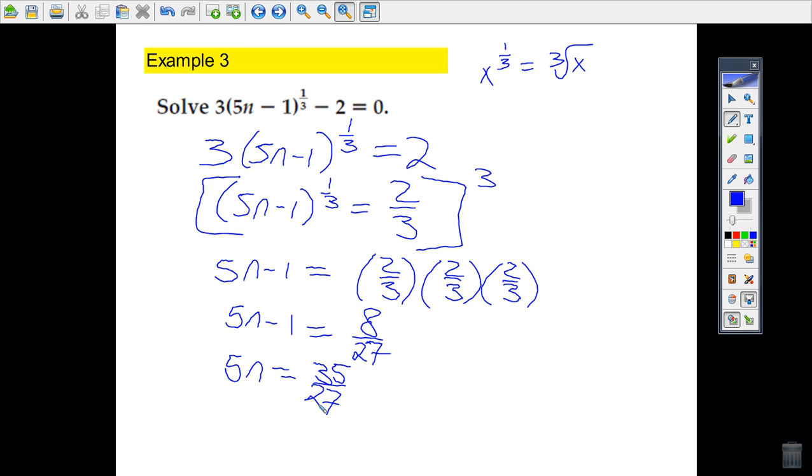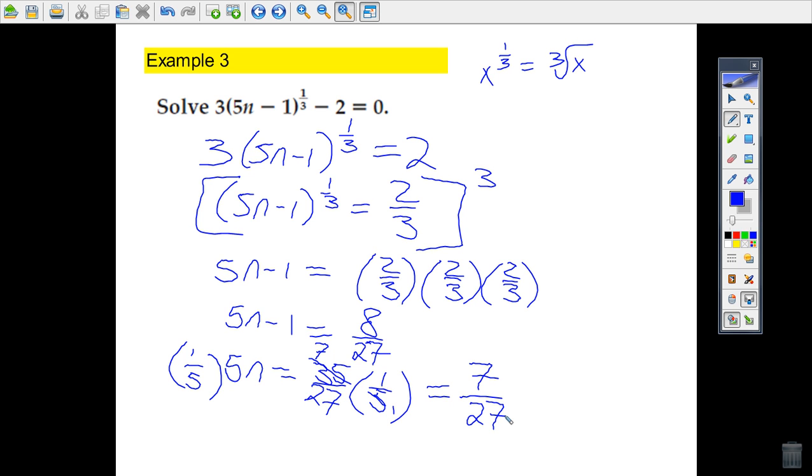And how do I get the n alone now? Divide by 5 or multiply by the reciprocal, 1/5. And can I pre-reduce on the right? This 35 and the 5 makes 1. So I have 7 27ths.